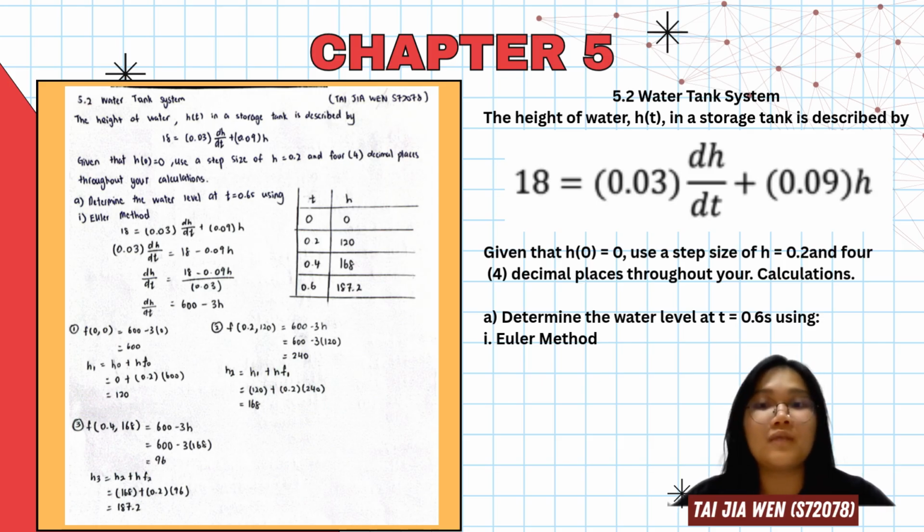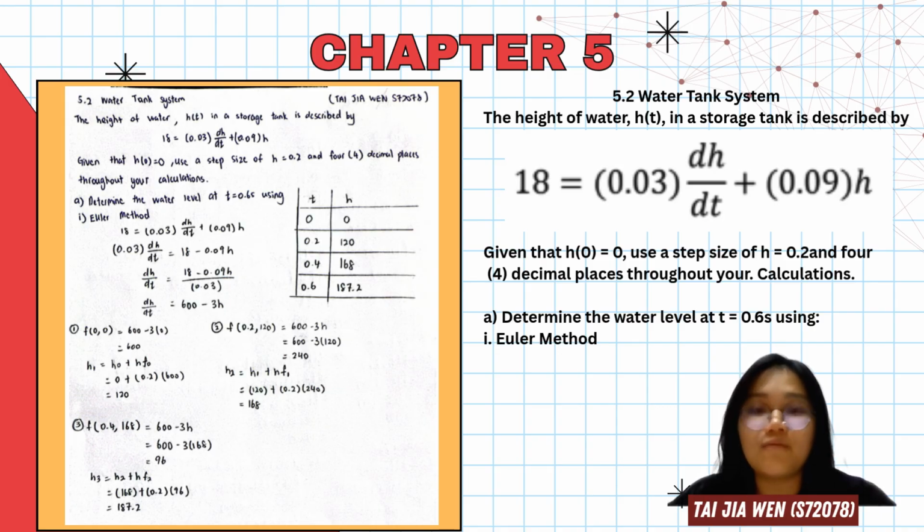So first we want to draw the table, with t equal to 0, 0.2, 0.4 and 0.6, and we want to find h. In this method, we want to find dh/dt. We can use the formula 18 equal to 0.03 dh/dt plus 0.09h. So we get dh/dt is equal to 600 minus 3h. First we want to find f0.